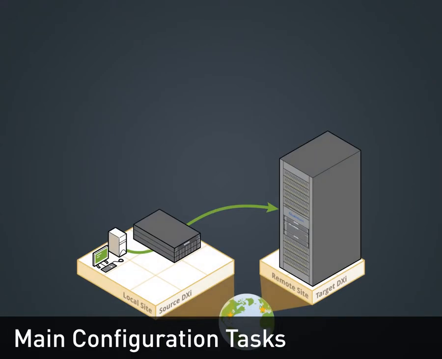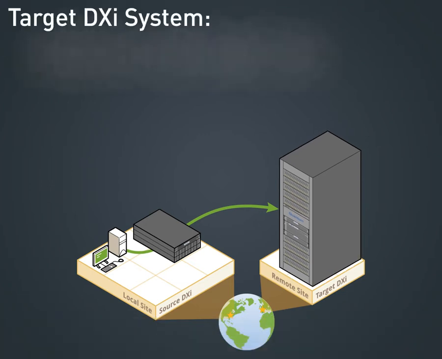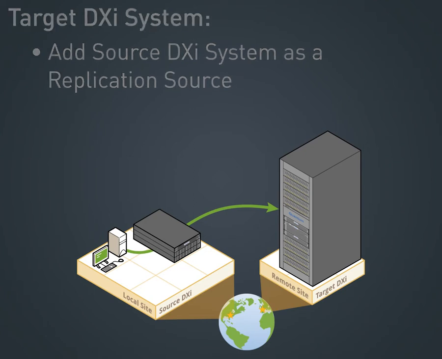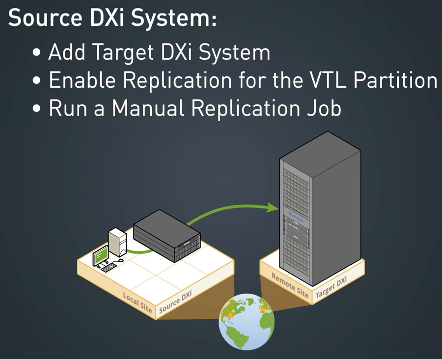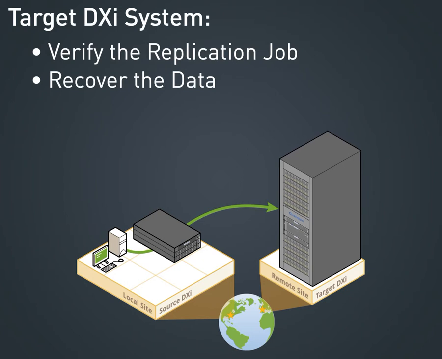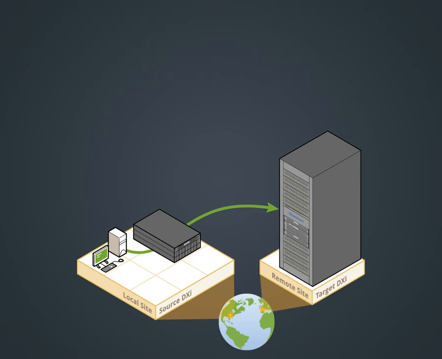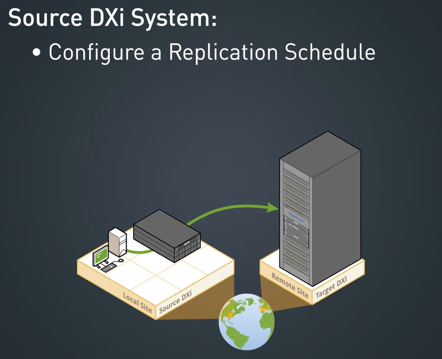When configuring replication, there are specific tasks that need to be completed on the source DXi system and the target DXi system. On the target DXi system, I need to add the source DXi system as a replication source. Then on the source DXi system, I need to add the target DXi as a replication target, enable replication for the VTL partition, and run a manual replication job. And then back on the target DXi system, I need to verify that the replication job completed. I'll then recover the data on the target DXi. And finally, back on the source DXi system, I'll configure a replication schedule to automate this process.